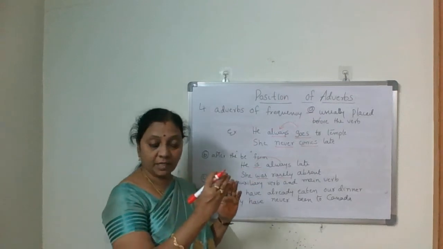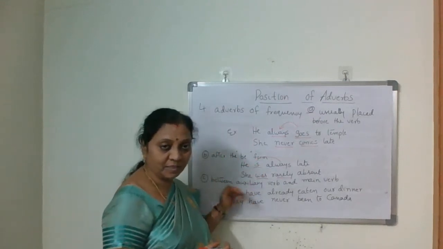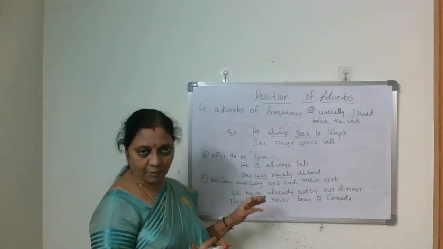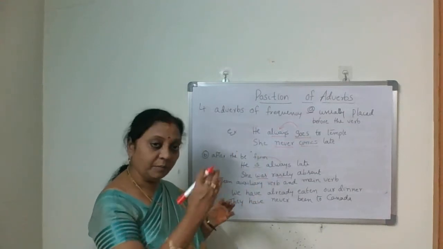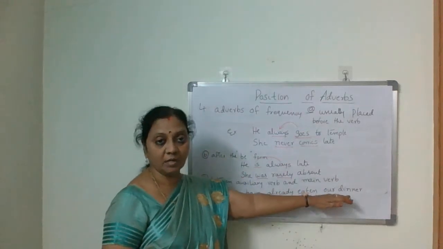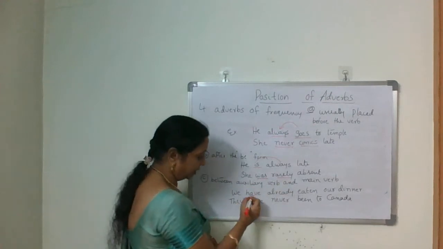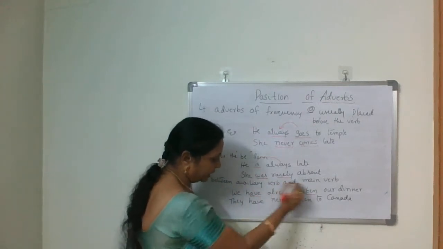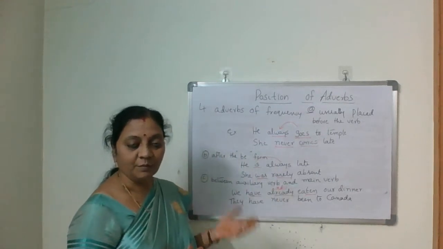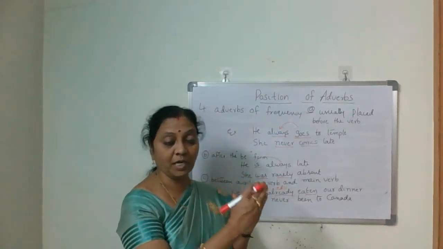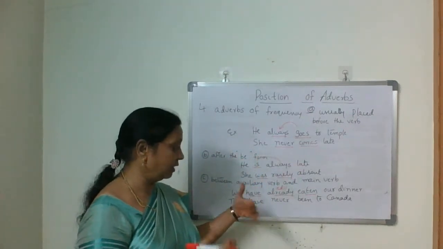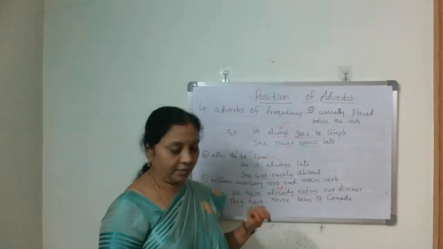Then whenever there is an auxiliary verb and a main verb, between the auxiliary and main verb we use these adverbs of frequency. Like we have already eaten our dinner. Have and eaten: auxiliary verb, main verb, and in between the two we are using already. This is an adverb. We have already eaten our dinner.